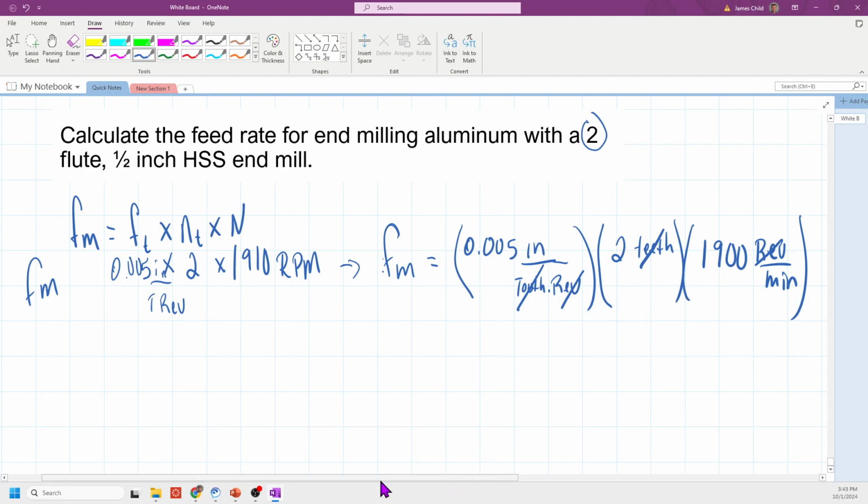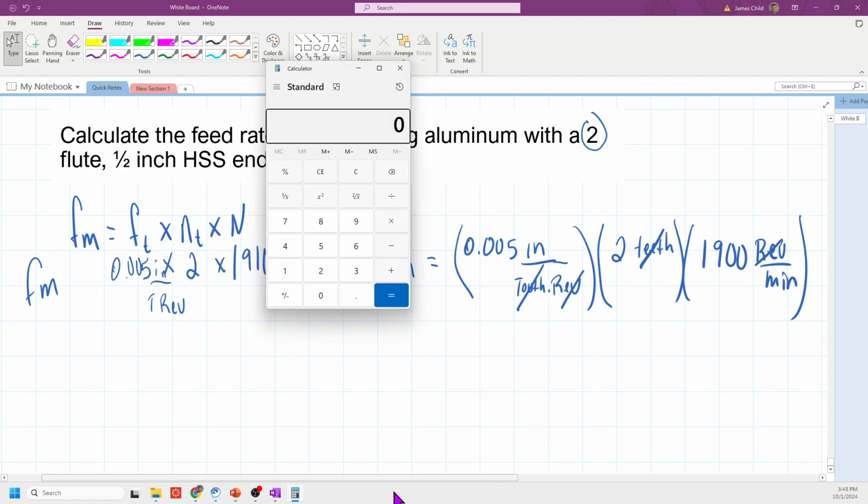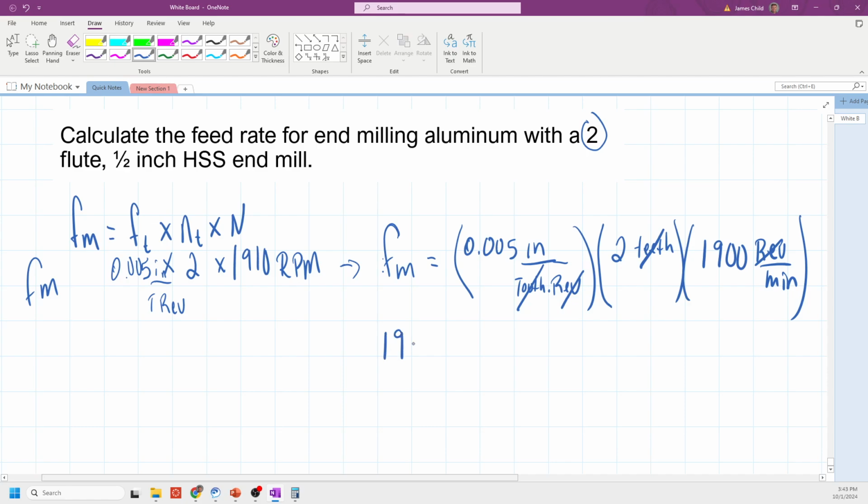So now I just go ahead and do the math, and I'm going to take 0.005 times 2 times 1900. And that is equal to 19 inches per minute. That's my feed rate. Awesome. We'll go ahead and continue on with the next video.